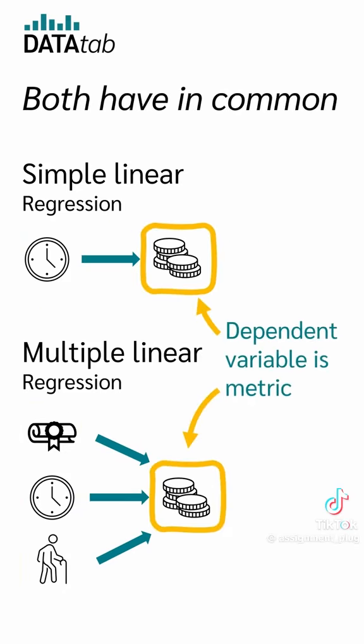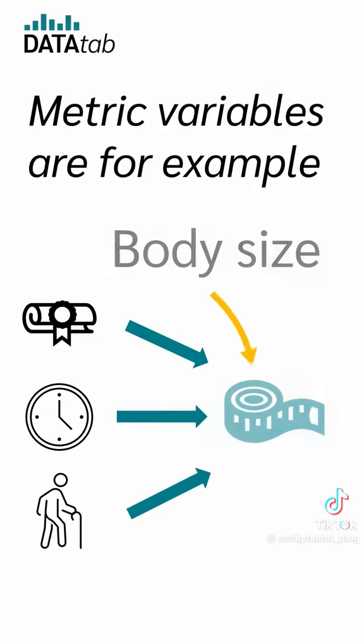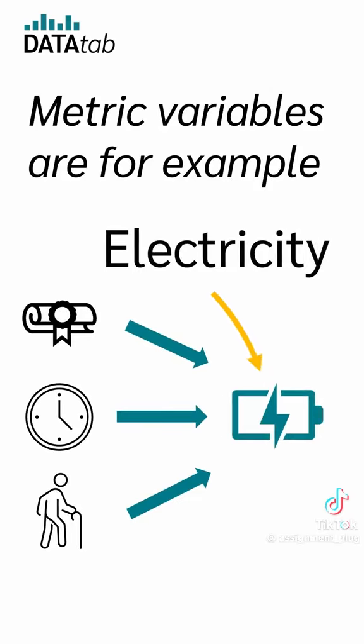Both have in common that the dependent variable is metric. Metric variables are, for example, the salary of a person, the body size, or the electricity consumption.